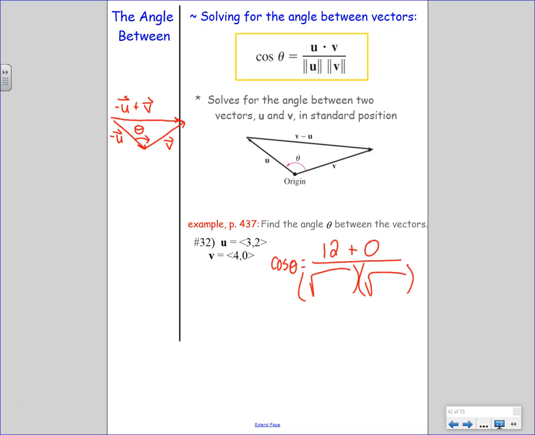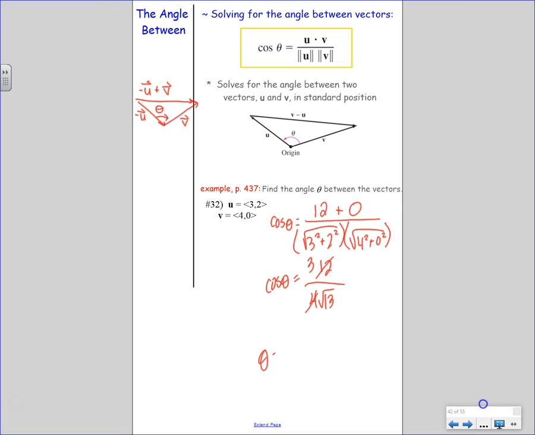Pythagorean theorem, so can't I just do 3 squared plus 2 squared for U, and can't I just do 4 squared plus 0 squared? And I end up with cosine of theta is equal to 12 over root 13 times 4, and the square root of 16 is 4, so actually I could just do 4 root 13, which is messy, except, guys, I still don't have theta. So how do I figure out theta? I'm going to have to do cosine inverse. So eventually, to get to theta, you are going to have to do cosine inverse of both sides.